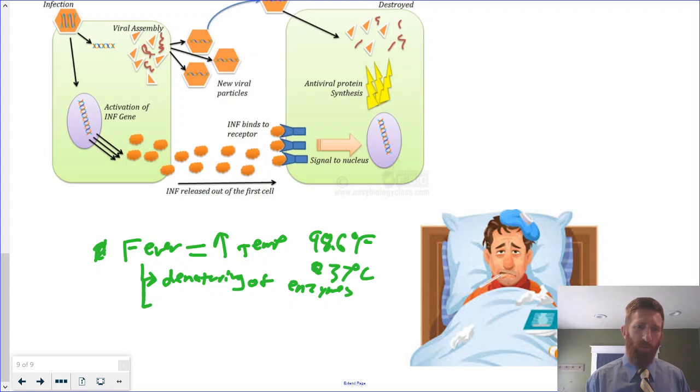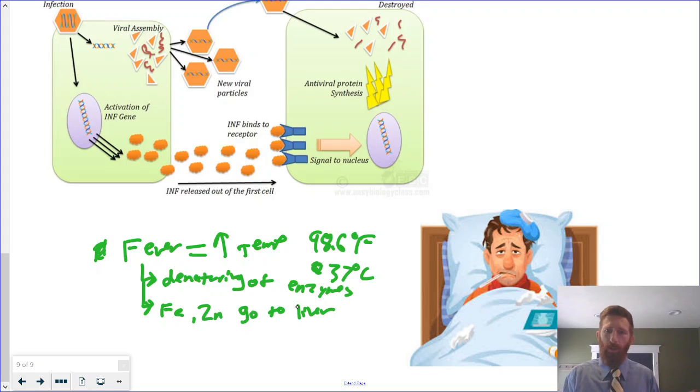Another thing that a fever does is it makes iron and zinc go to the liver and be stored there. So Fe, iron, and zinc, Zn, go to the liver. Bacteria need iron and zinc to reproduce. And so if we limit the availability of that, that's a good thing for us, bad thing for them.